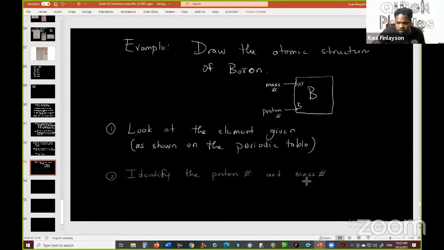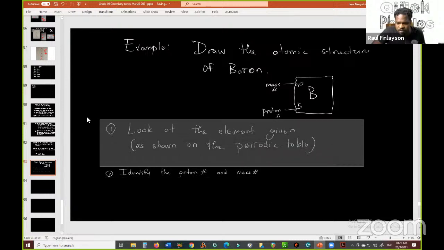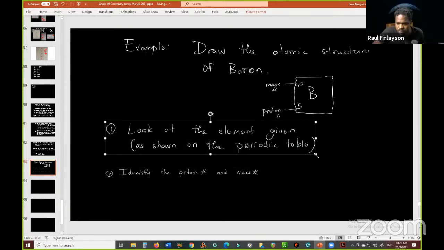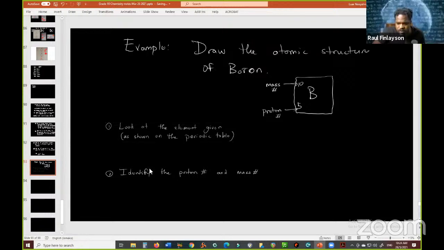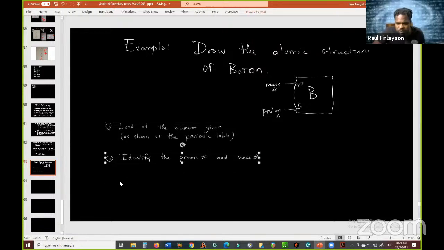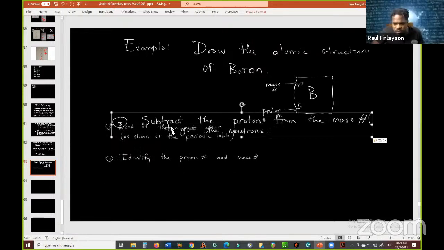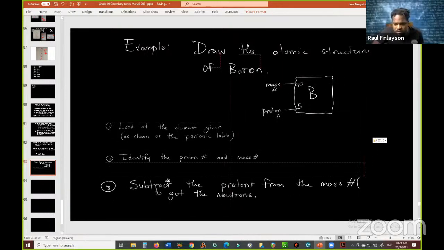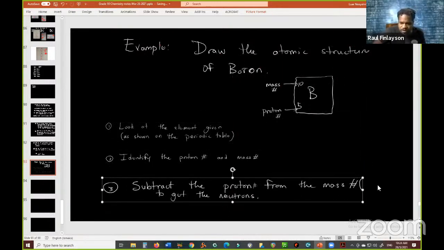In fact, we can even make this smaller. Make that smaller. Move that up here. So we have step 3 now. See there? Step 3 says what? Subtract the proton from the mass number.